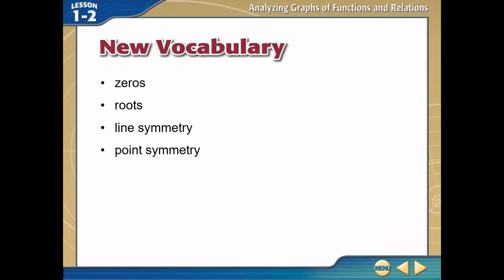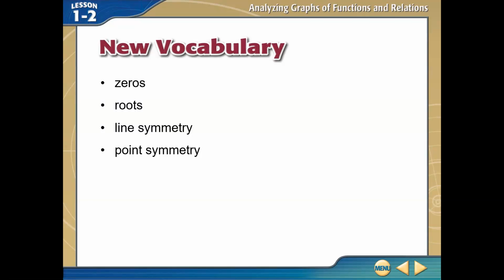We're going to talk about point symmetry. Point symmetry is where you're able to rotate the graph about a point 180 degrees, and it maps directly on top of itself. Line symmetry and point symmetry are also the determining factor of what makes a function even or odd. A function is even if it has symmetry about the y-axis, meaning that if we were to fold over the y-axis, the halves would map on top of each other. Odd functions have point symmetry about the origin.